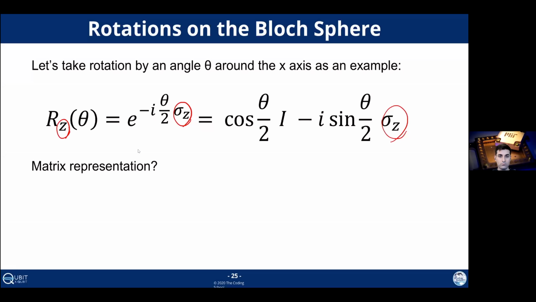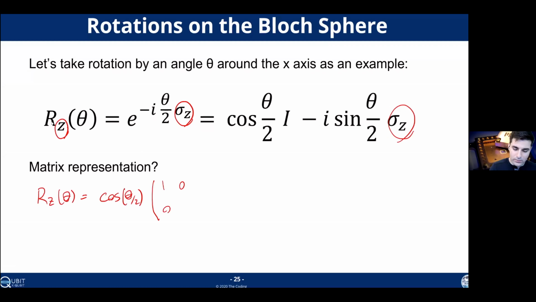Okay, let's try doing this together now. So what I just said is that Rz of theta is equal to cosine of theta divided by 2 times the identity operator, which is 1, 0, 0, 1, minus i sine of theta divided by 2 times the Pauli-Z operator, which is 1, 0, 0, negative 1.